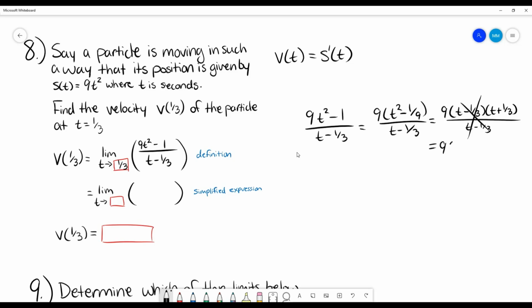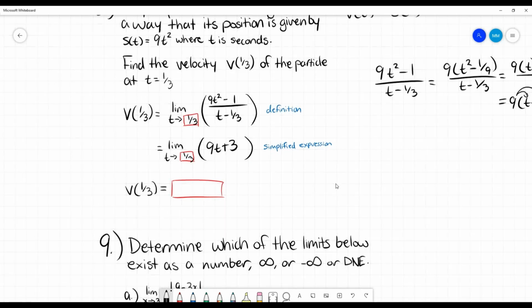we're left with 9 times t plus 1/3, which we plug in to, and actually I'm going to distribute that 9 out. I'm going to distribute that 9, so it's going to be 9t plus 3. And now we just plug in that value finally. So 9 times 1/3 is 3, plus 3 is 6. So the velocity is 6, and that's going to be meters per second.